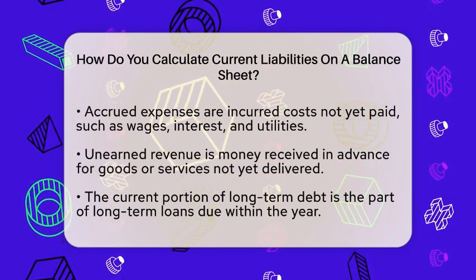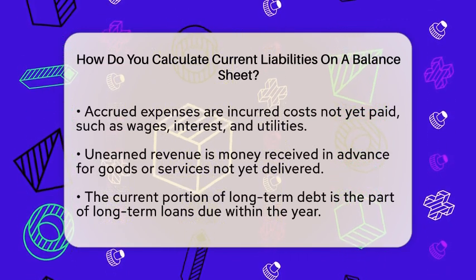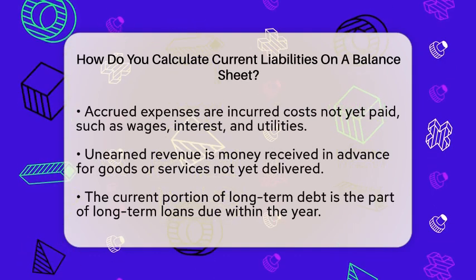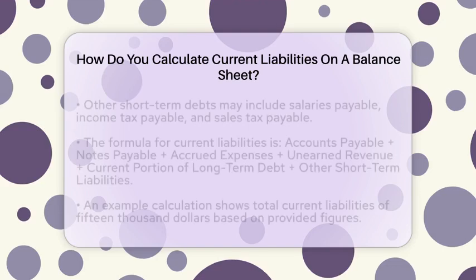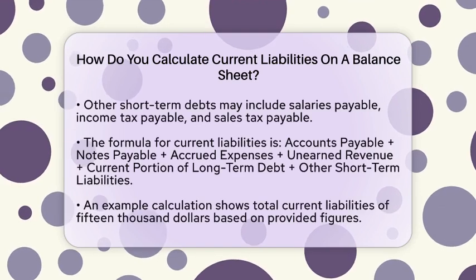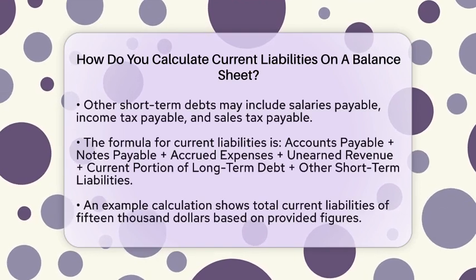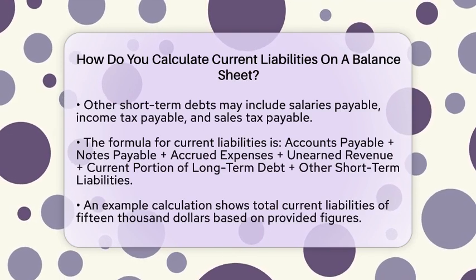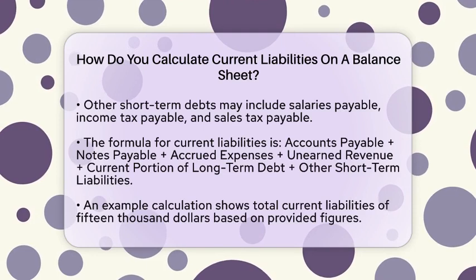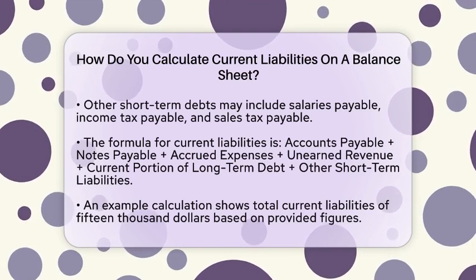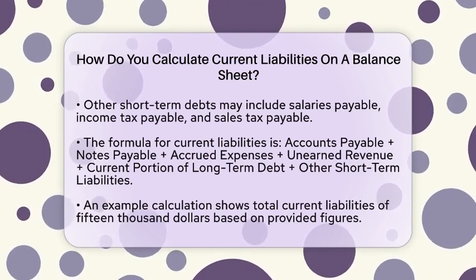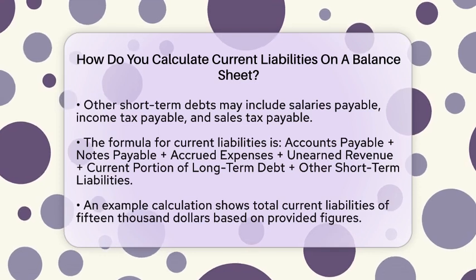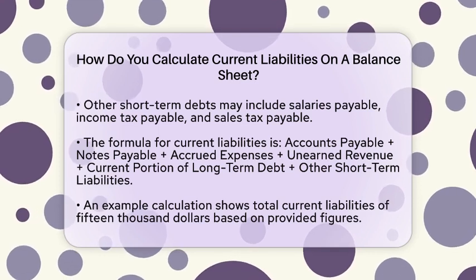Once you have identified all these current liabilities, the next step is to add up their amounts. The formula for calculating current liabilities is simple. Current liabilities equals accounts payable plus notes payable plus accrued expenses plus unearned revenue plus current portion of long-term debt plus other short-term liabilities.